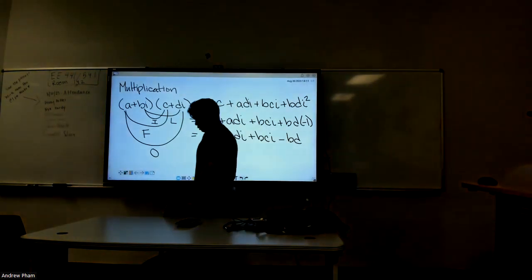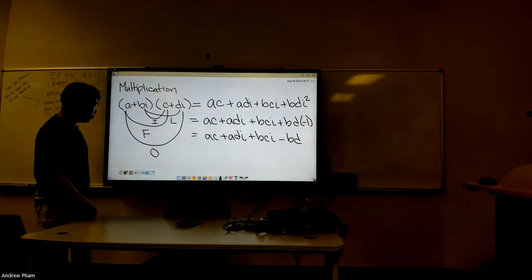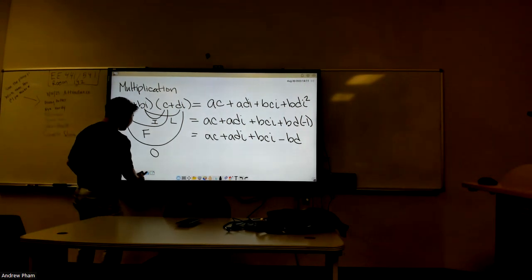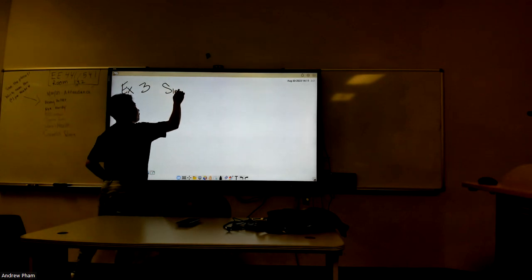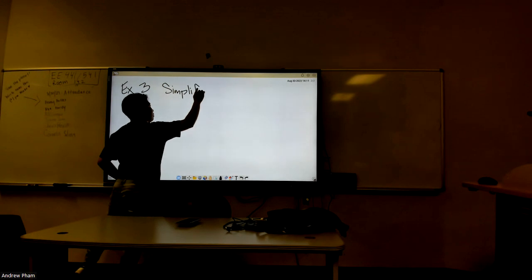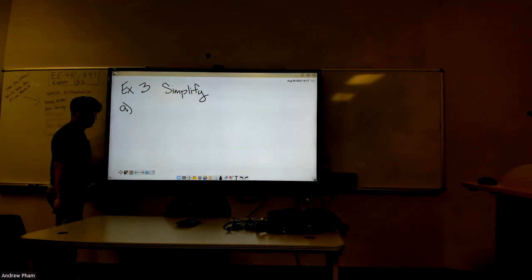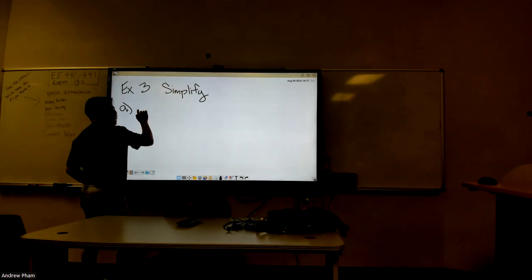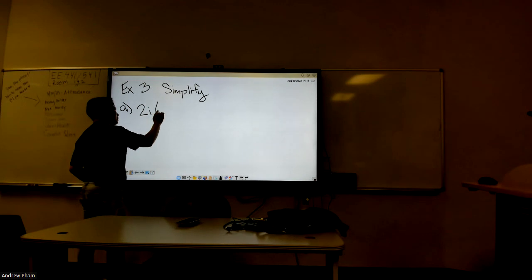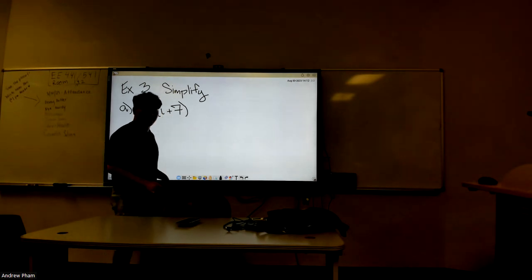All right, so let's go ahead and do our next example. This should be example 3, I believe. Example 3, simplify. So example 3 has 3 parts. Let's just start with part A. Let's say I want you to clean up this expression, 2i times i plus 7, for example.